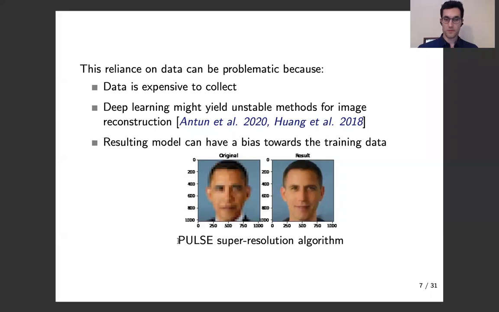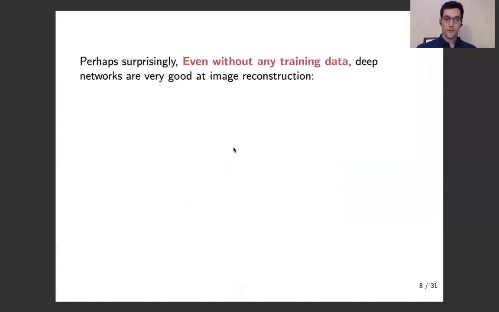So that's the PULSE super resolution algorithm, which is a deep learning based super resolution algorithm. And super resolution is one of the most prominent image reconstruction problems. All right. So what's perhaps surprising is that neural networks function extremely well for image reconstruction, even without any training data.